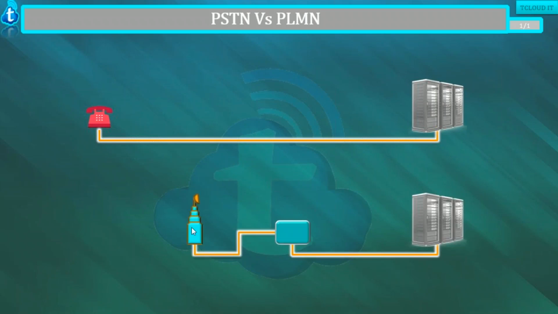But in a wireless communication system, the switch is connected to a central radio management device called the BSC, base station controller, and a tower to communicate with the mobile device.